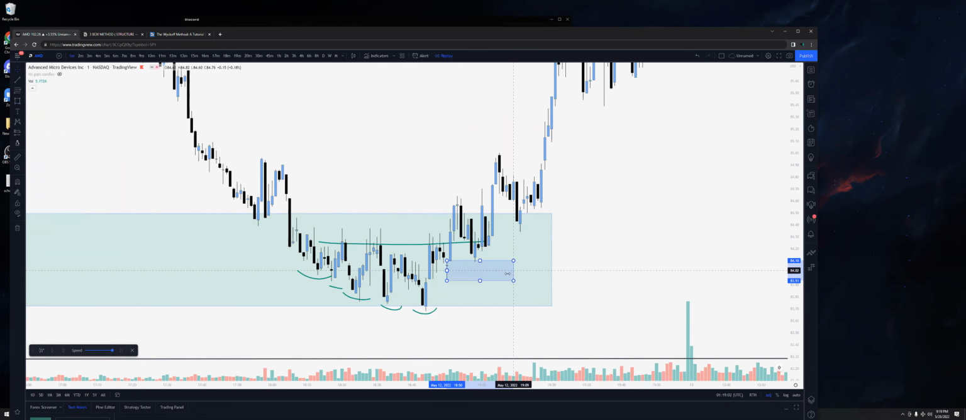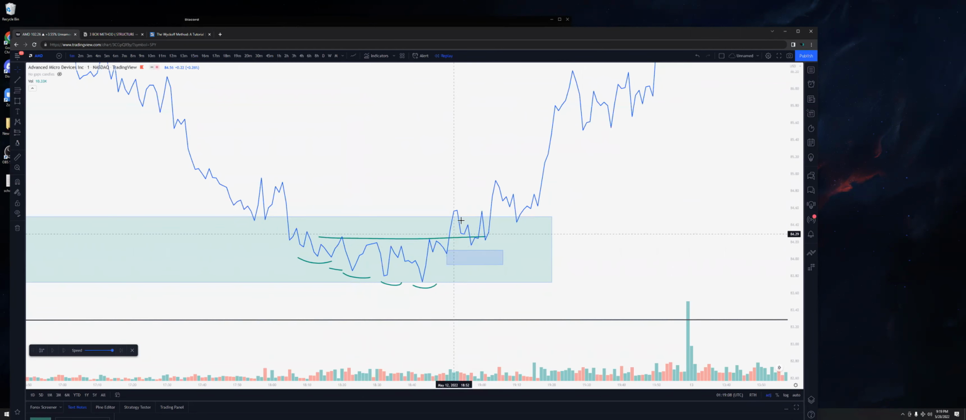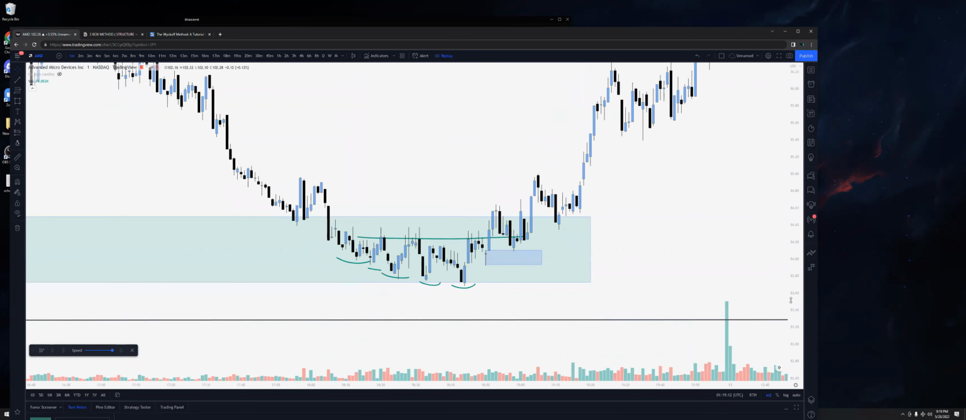Right there. That is your demand zone. Run up, that broke structure. You can put this on a line graph. Look at that, broke structure. We don't go for the first break. We go for the pullback, the pullback inside your S&D zone.